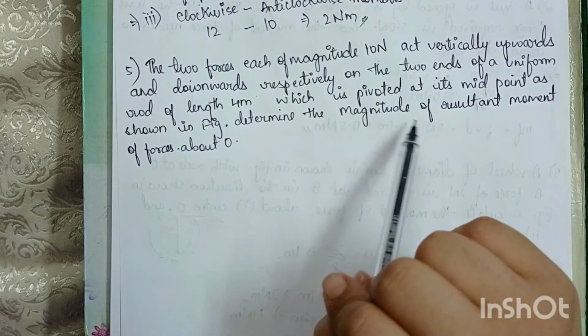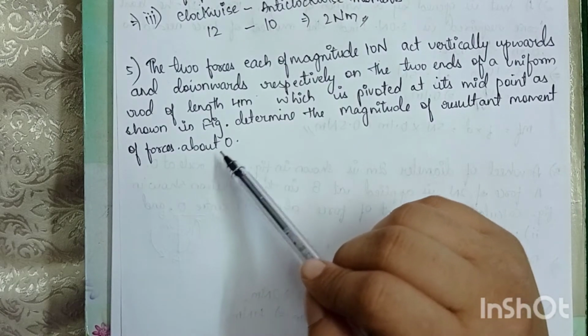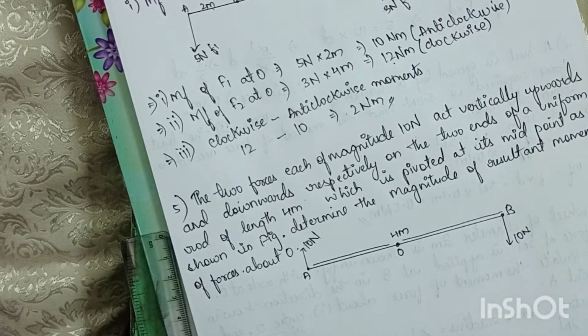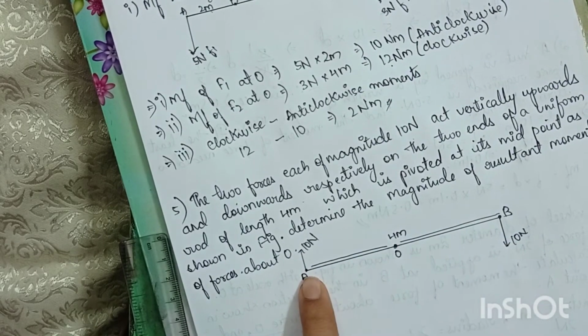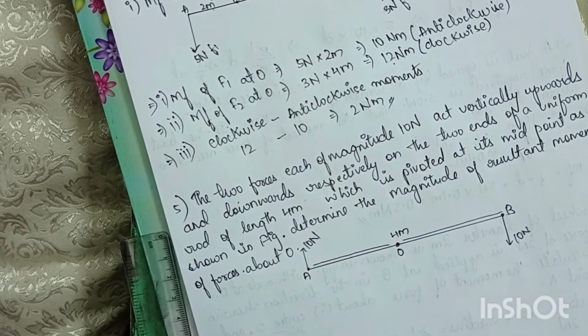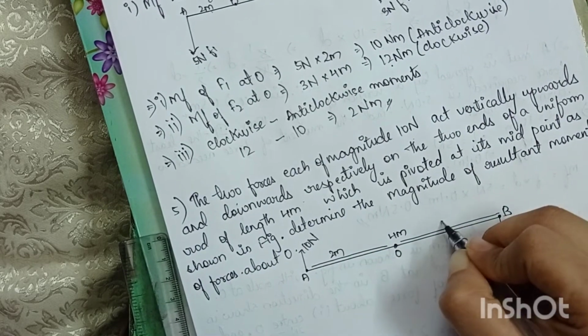Determine the magnitude of the resultant moment of forces about O. Here in this question also we need to find the moment of force. So this is the diagram in which one force is upward and one force is downward. From point A to point B, it's 4 meter. So from A to O, it will be 2 meter, and from O to B, it will be 2 meter.